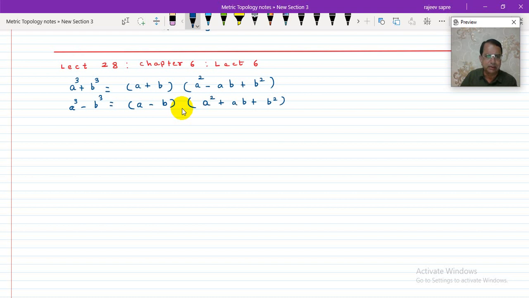Now as a practice, we can do some problems. First, suppose I want to factorize y cube minus 27. You know y cube is the cube of y and 27 is the cube of 3, so it is y cube minus 3 cube. It matches a cube minus b cube. In place of a we have y, in place of b we have 3. So it will be a minus b, that is y minus 3, and the second bracket is a square plus ab plus b square, so it is y square plus 3y plus 9.